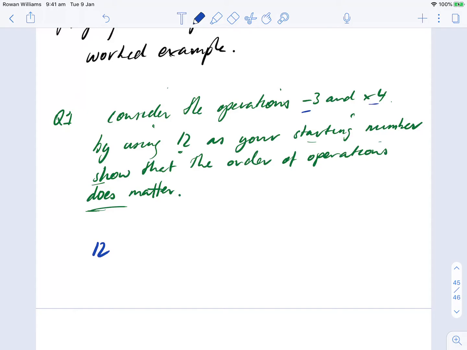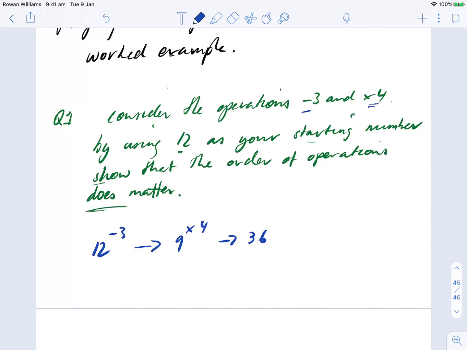So if I go 12 minus 3, and when you do a flowchart, that's what they do. They have these little boxes up here. The reason why we don't really do it is because it kind of looks like 12 to the power minus 3, which we don't want to do. 12 minus 3 equals 9. Then I'm going to do the times 4. 9 times 4 equals 36. So you can see if I do it that way, I end up with 36.